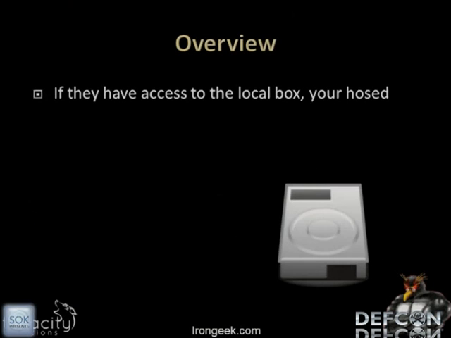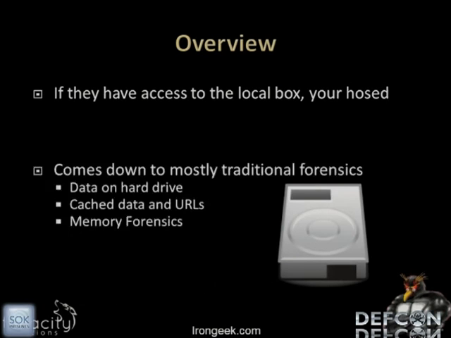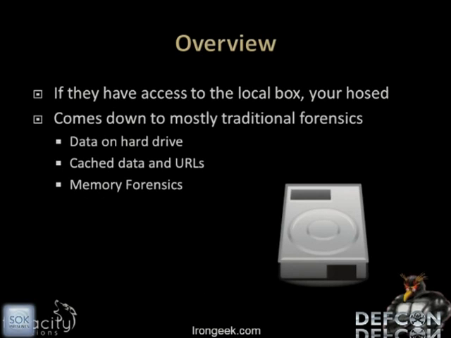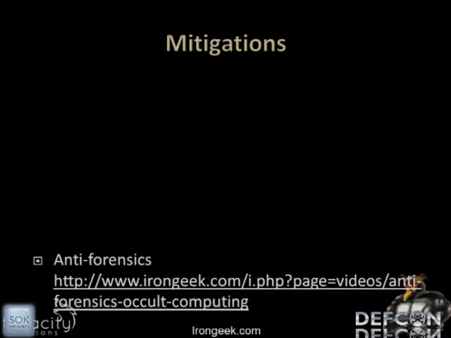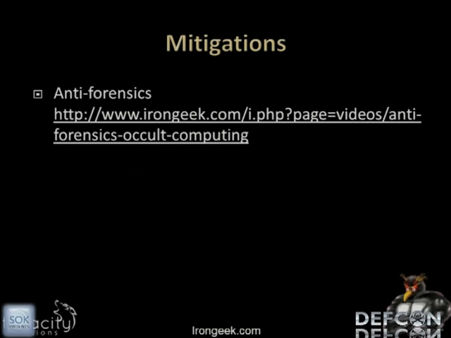Local attacks. Okay, at this point, it's pretty much a lost cause. But we'll talk a little bit about them. If someone has access to your local box, well, there's only so anonymous you can actually be. Of course, at this point it comes down to classic data forensics, data on your hard drive, someone looking for cached URLs, memory forensics if necessary. So to mitigate this, those are just your general anti-forensics techniques.